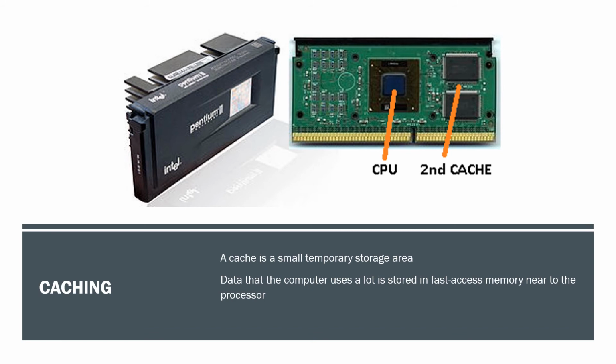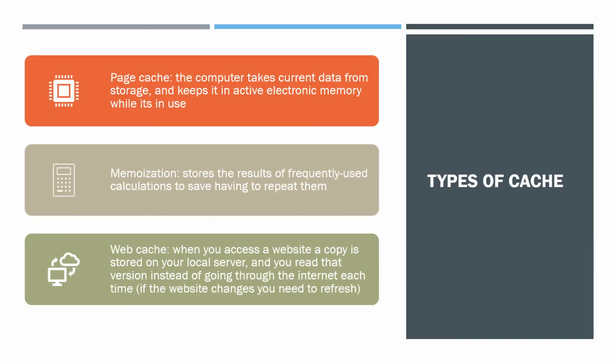Another topic that comes up when we're talking about planning for the future is designing our programs to use caching. A cache is a small temporary storage area, and data that the computer uses a lot is stored in fast access memory near to the processor. That makes our code run much more swiftly. The computer uses cache automatically. The operating system will be set up to use cache.